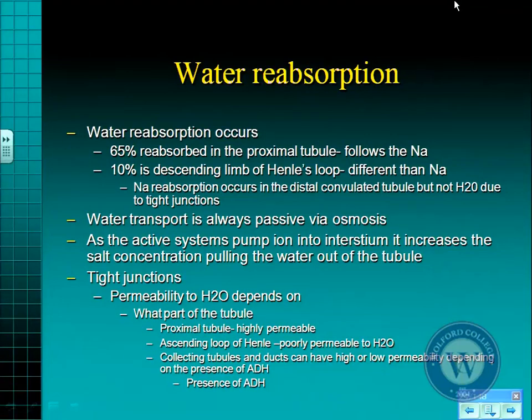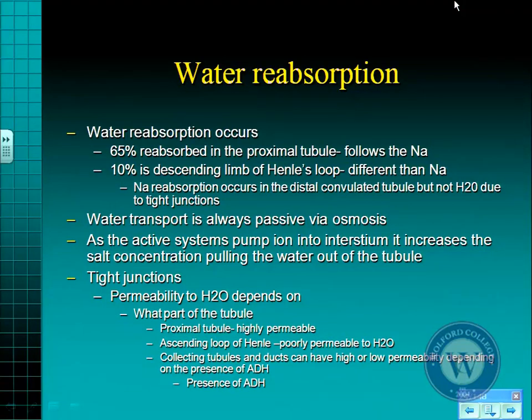Okay? Water transport is always passive, and it occurs via osmosis. It tends to follow where the higher electrolyte concentrations are. So in other words, usually wherever salt is high, that's where water will go. As the active systems pump ions into the interstitium, it increases the salt concentration inside the interstitium, which is the area around the loop of Henle. Okay? And we'll talk about that in a lot of detail.